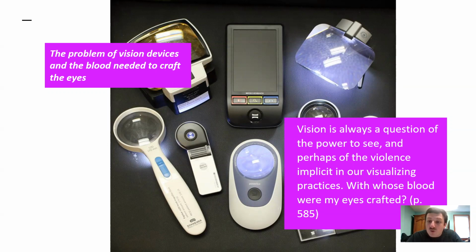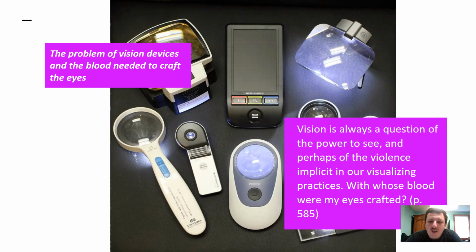And she poses this question: with whose blood were my eyes crafted? Meaning that when we make a vision device, we are going to affect people potentially, and we are going to not visualize some people correctly. That's the blood, meaning the people that are going to be affected by the power move in the decisions when we make a vision device. So a test is a vision device, because we make inferences and we eventually make true claims about the person. So that's seeing, that's like making something appear.